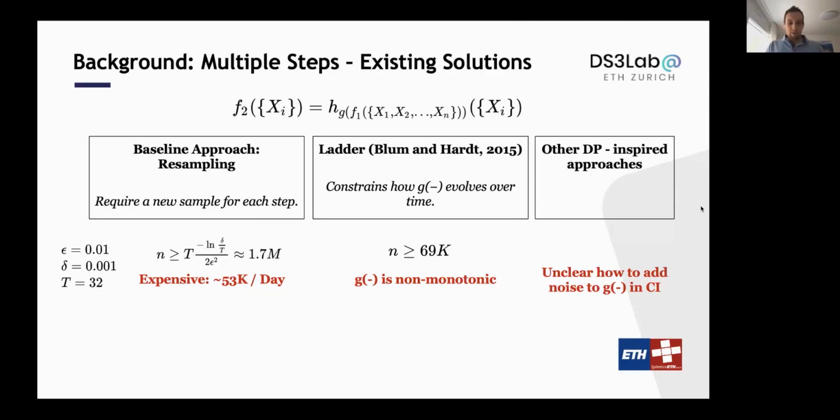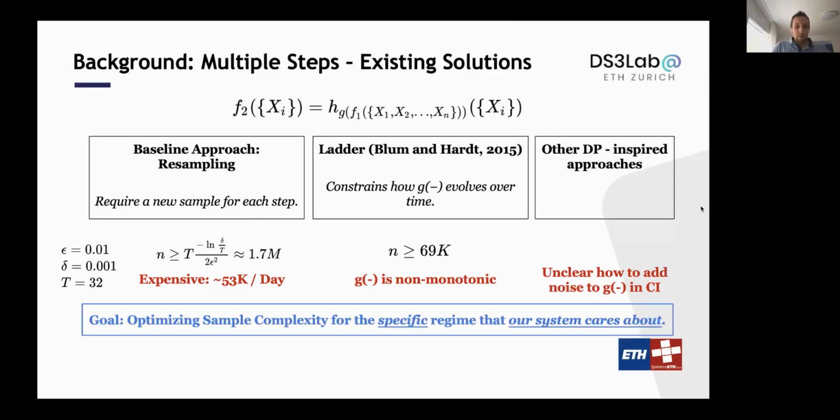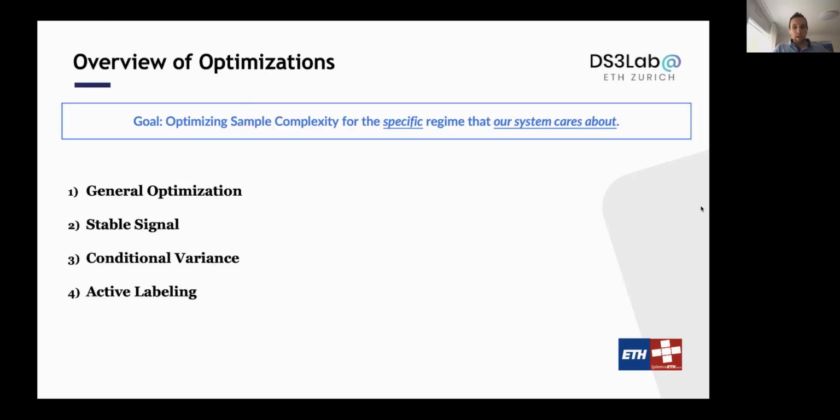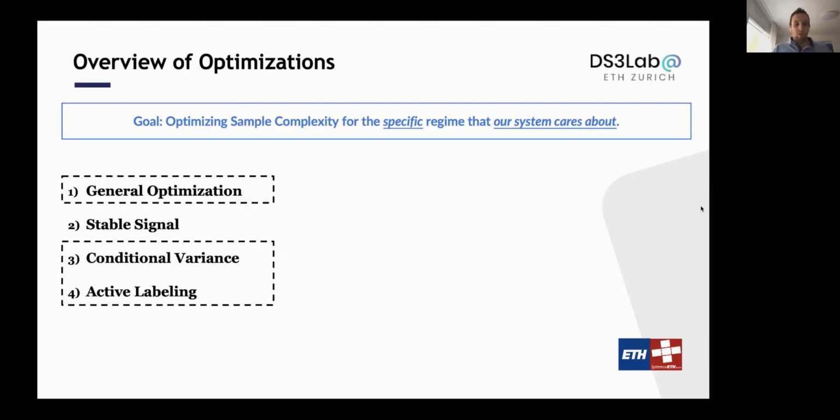So how do we approach this problem? Well, we follow a very systematic approach, which is to optimize the sample complexity for specific regimes that our system cares about. And more specifically, in our paper, we have 4 different optimizations. And in this talk, I'm just going to focus on 3 of them.